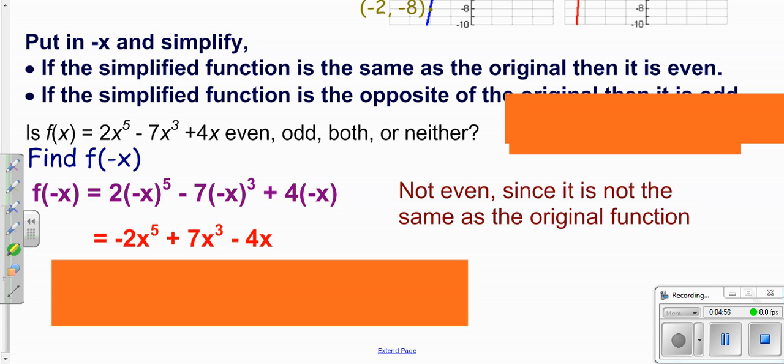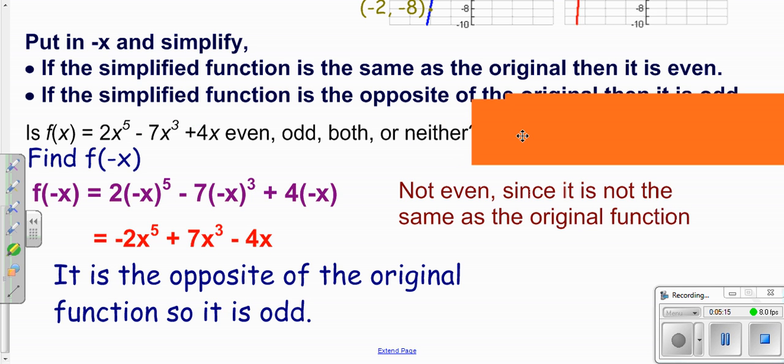However, if I would just come along and change all my signs here, you'll notice I would have the exact same thing as what I have here. So what I have here in red is the exact opposite of what I started out with. So therefore, it ends up being odd.